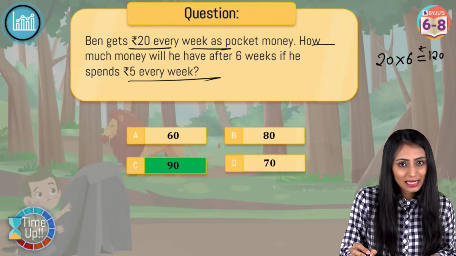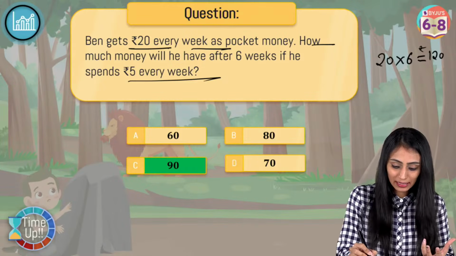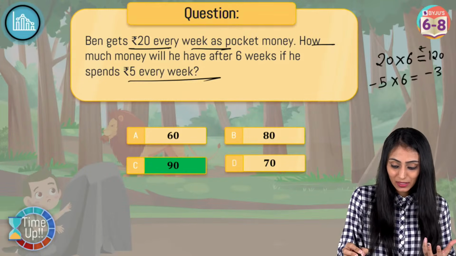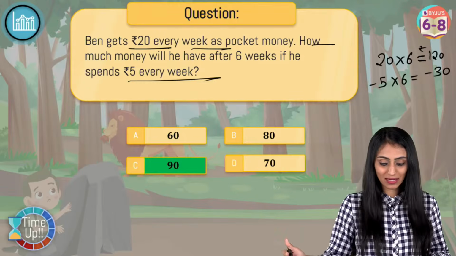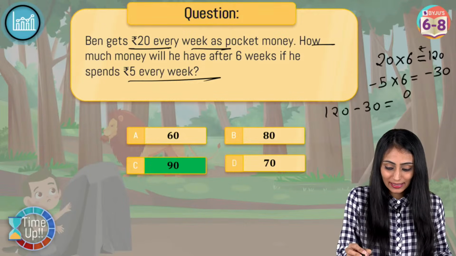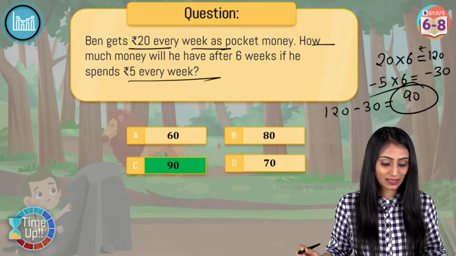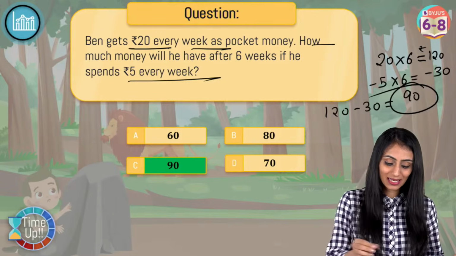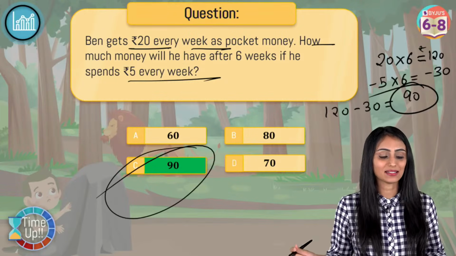Since I'm spending it, obviously I'm losing money in that case. So I'll take it as minus 5. So in 6 weeks, I'll be spending this much money, 30 rupees, right? So 120 minus 30, what do I get? I get 90 rupees at the end. This is what he will have at the end. Yes, that's going to be 90. Option C, that's the right answer.